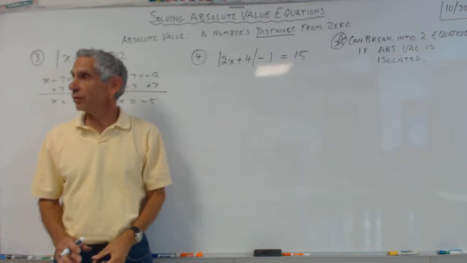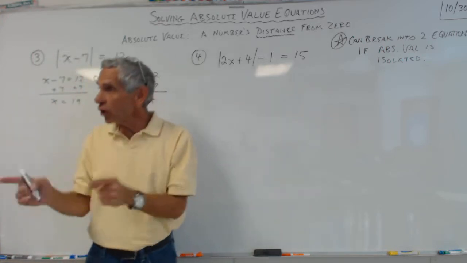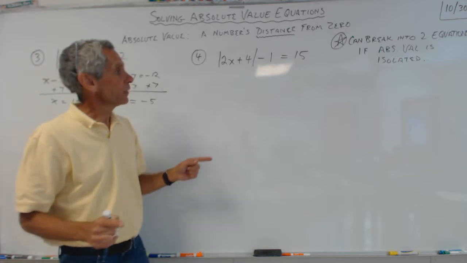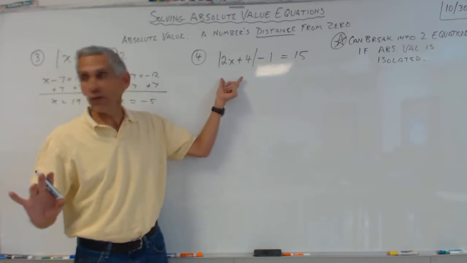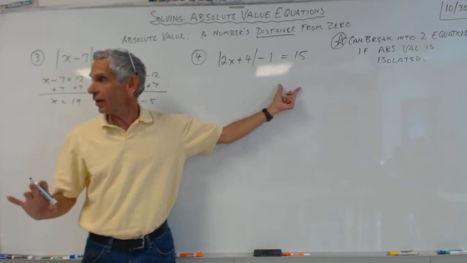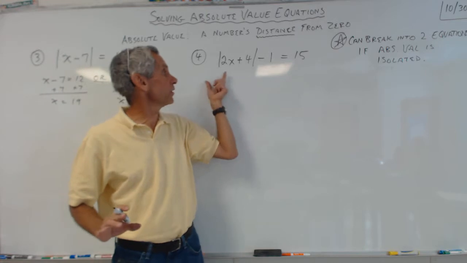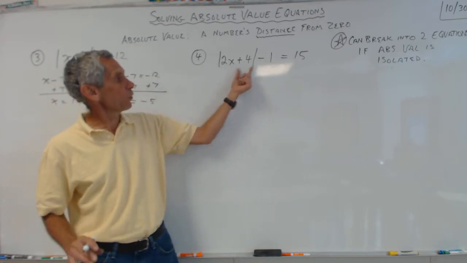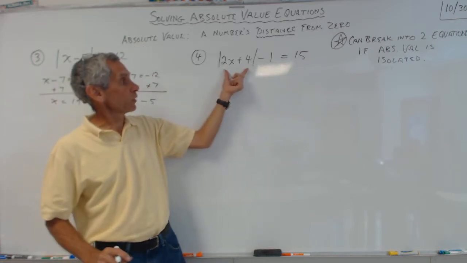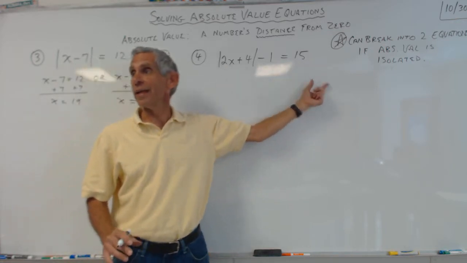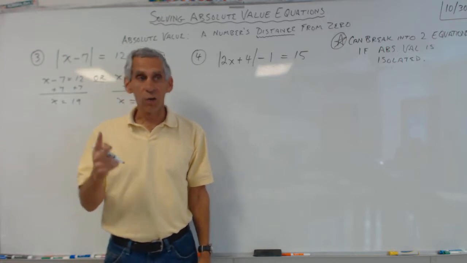So basically, what would you do? You would add 1 to both sides. That's the first thing you have to do. If you kept it the way it is and you broke it out and said the absolute value of 2x plus 4 minus 1 is equal to positive 15, and the absolute value of 2x plus 4 minus 1 is equal to negative 15, the first one will be correct. The second one will always be wrong.